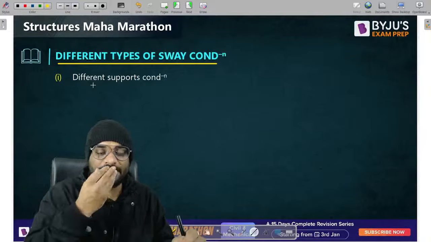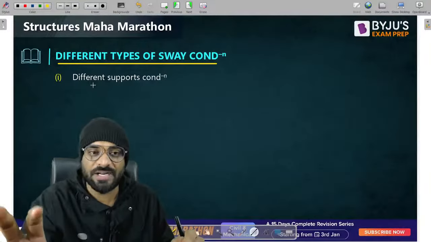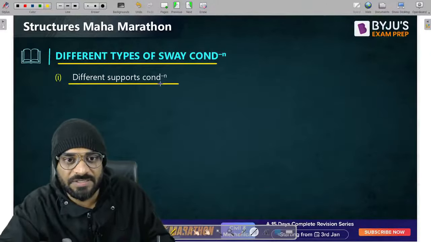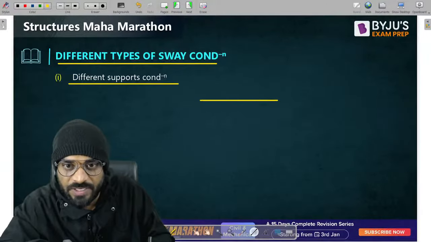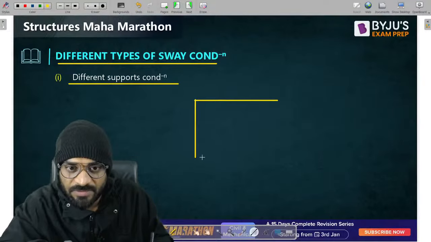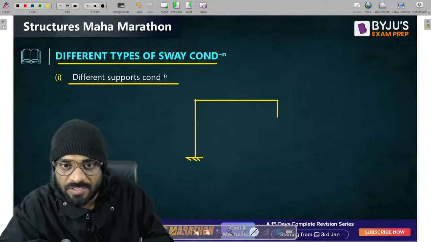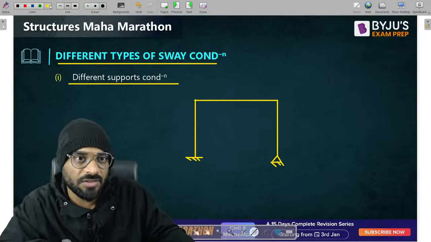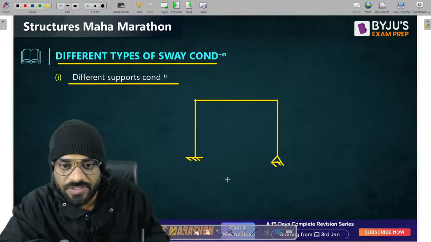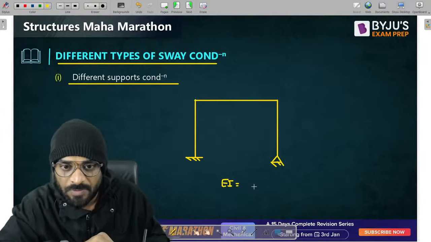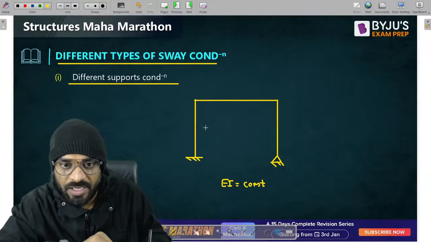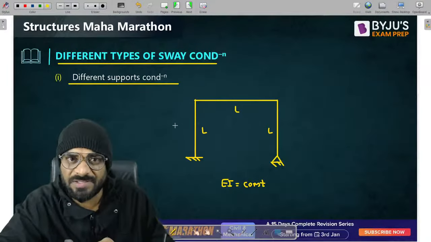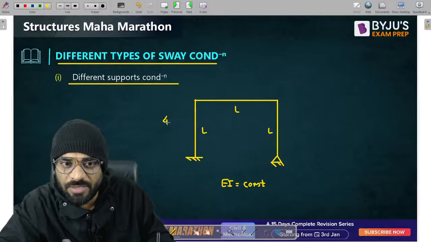If you are able to understand this rule, then you will understand the concept over here very easily. Let's understand, guys. First is the different support conditions. Let us suppose you have a portal frame like this, in which this end is fixed and this end is hinge. Let us suppose the value of EI is constant and the length of the member is L. Now tell me the stiffness of this member. This end is fixed, so 4EI by L.